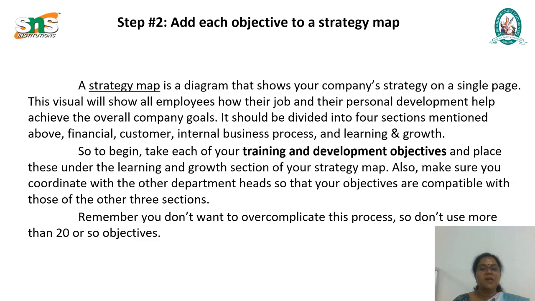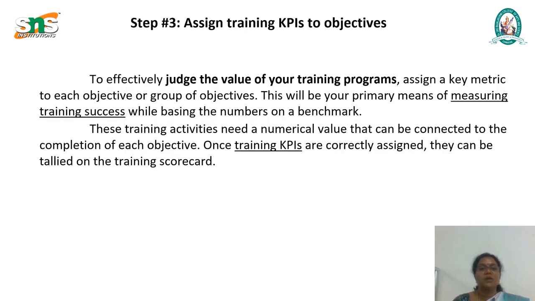A strategy map is a diagram that shows your company's strategy on a single page. This visual will show all employees how their job and their personal development help achieve the overall company goals. It should be divided into 4 sections: financial, customer, internal business process, and learning and growth. So to begin, take each of your training and development objectives and place these under the learning and growth section of your strategy map. Also make sure you coordinate with other department heads so that your objectives are compatible with those of the other 3 sections. Remember, you don't want to overcomplicate this process, so don't use more than 20 or so objectives.